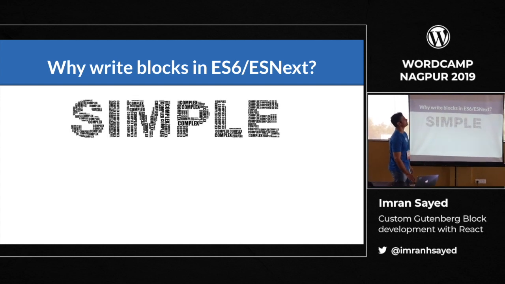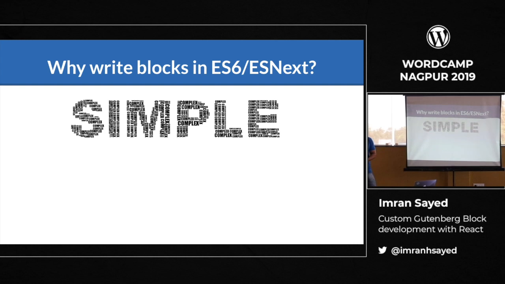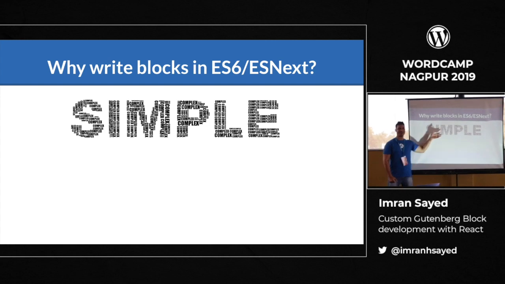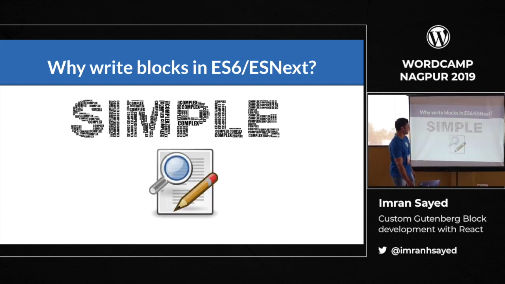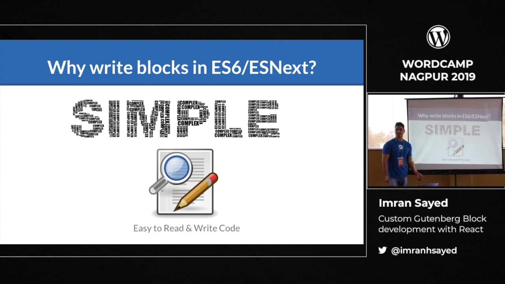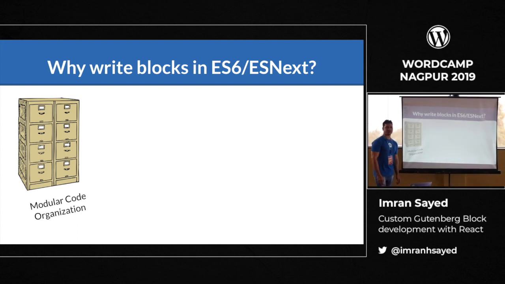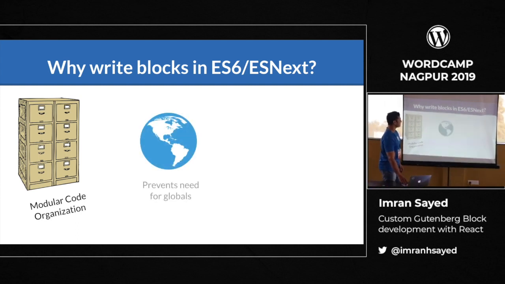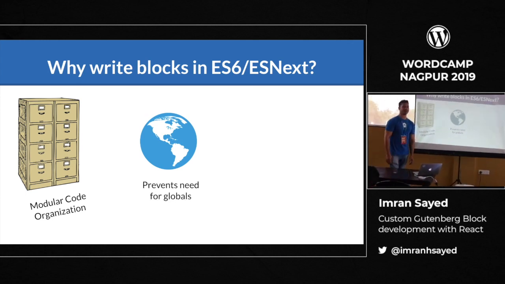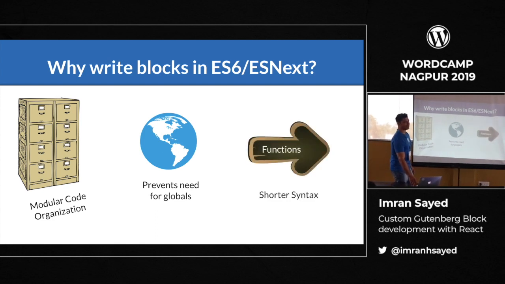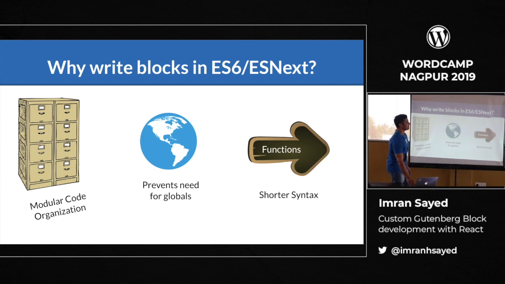So let's just recap. Why write blocks in JSX? Because it's simple. It's got all the complexity inside, but if you take it together, it looks simple. And our mind understands simplicity, right? We don't understand complex things. It's easy to read and write code. Modular code organization, we can break it into chunks. No need for globals, because we have cross code there, let it pass. And we have the fat arrow function, the shorter syntax.